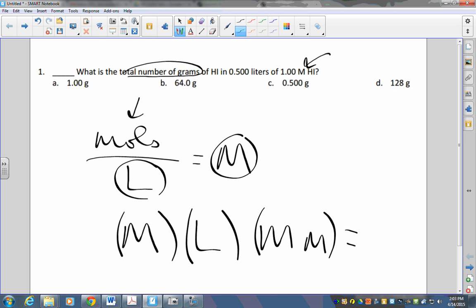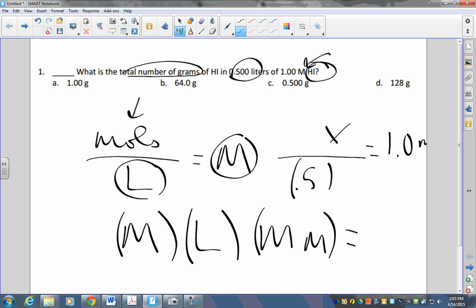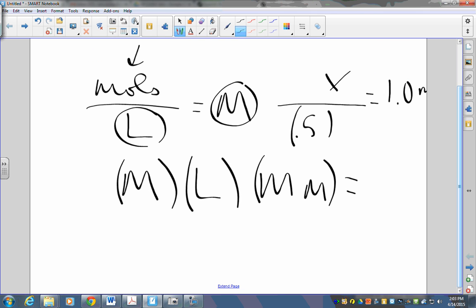So I'm going to insert the numbers in here. I have 0.5 liters on the bottom, equals 1.0 M, and then I find my x. When I multiply that out, I'm going to get 0.5 moles. Then all I have to do is multiply times the molar mass of HI, where H is 1 and I is 127, so 128. I would drop it into a little grid: the number of moles, 0.5, times 128 grams per 1 mole. So I would do that.